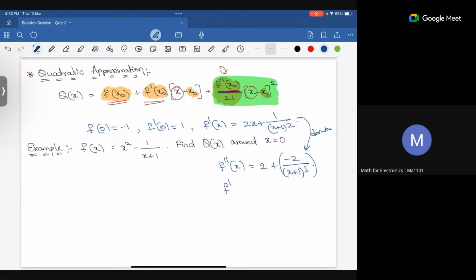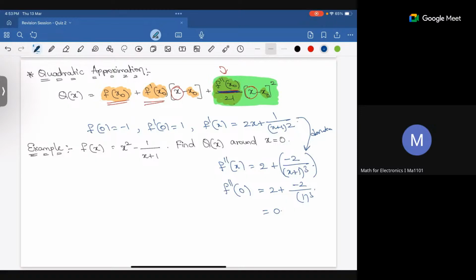Now what I have to do? I need f double prime of 0. I just have to substitute 0. I will see that this is 0. Right? So that means even the quadratic approximation and the linear approximation both are the same in this particular case.